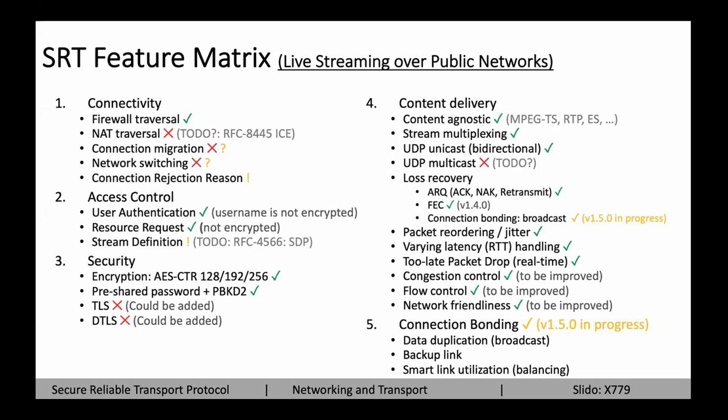Connection migration and network switching are features that also could potentially be added in the future. To distinguish multiplexed streams, SRT already operates with connection IDs, which could be used to perform this kind of switching. So no significant changes in the protocol are required. It is more a matter of specifying the procedure and mechanisms to do this.